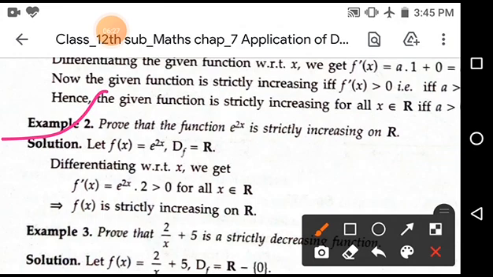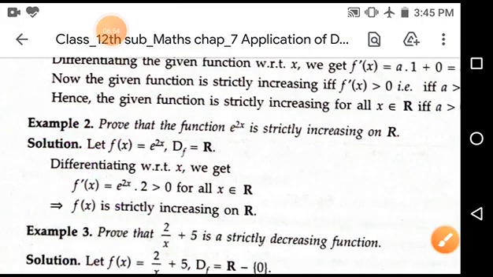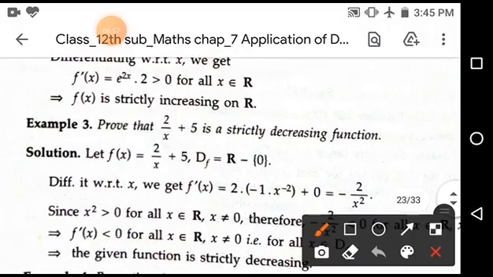The next example is: prove that the function e to the power 2x is strictly increasing on real numbers. So f(x) = e^(2x), and the domain of the function is the real numbers. So differentiate with respect to x, we get f'(x) = e^(2x) into 2. So for all real values the function is strictly increasing. Clear? Now we will discuss one example of a strictly decreasing function.